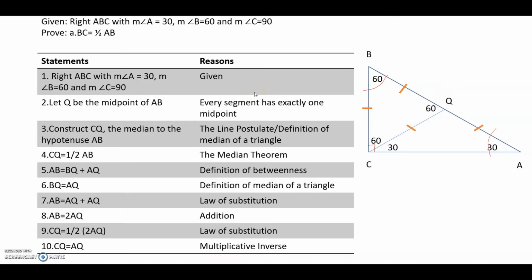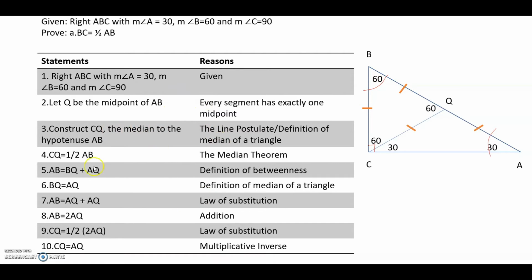So actually, we can prove that this leg is equal to 1/2 of the hypotenuse by stating the statements and reasons for each. So number 1, this is right triangle ABC with the measure of angle A being 30, the measure of angle B 60, and the measure of angle C 90. So the reason is given.